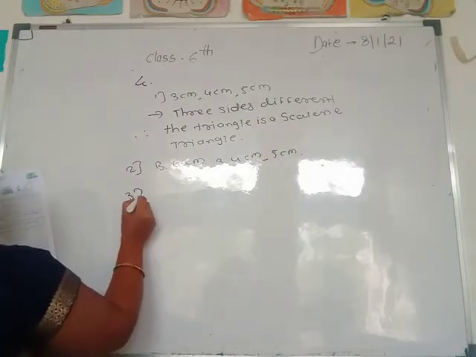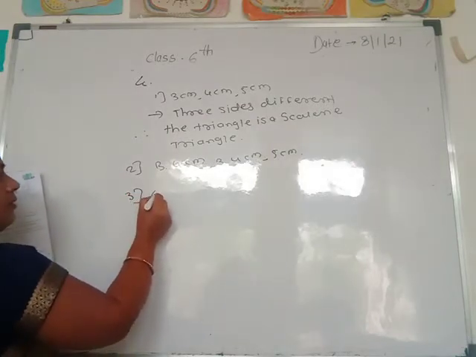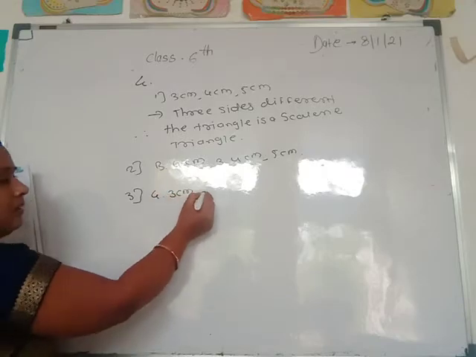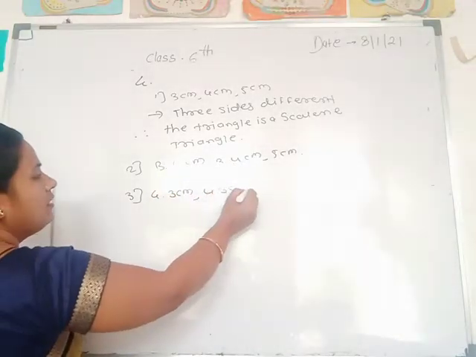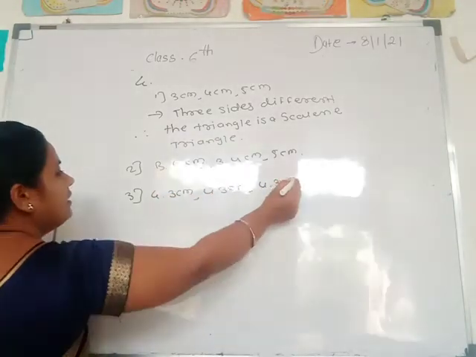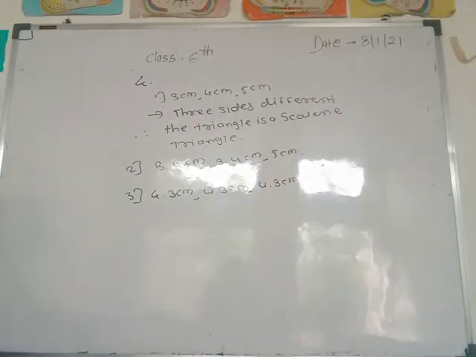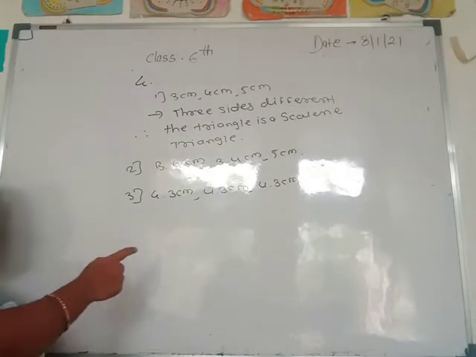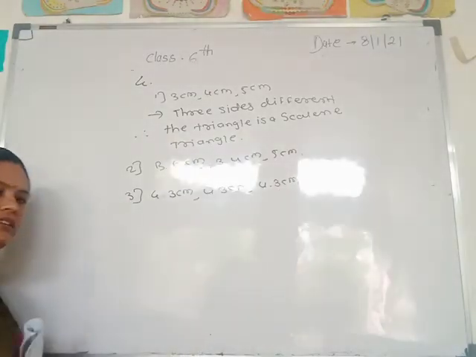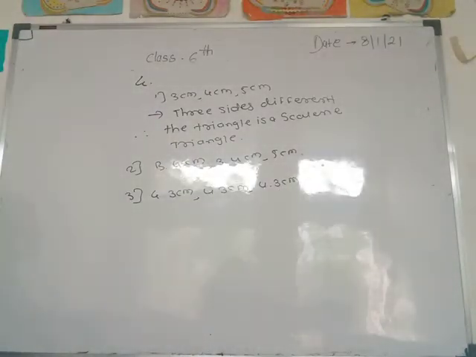Third one: 4.3 centimeter, 4.3 centimeter and 4.3 centimeter. See here, all sides are equal. Here 3 sides are given and 3 sides are equal. Therefore, this triangle is an equilateral triangle.